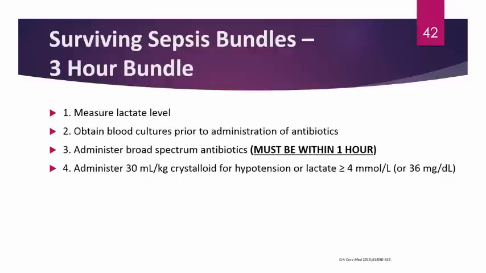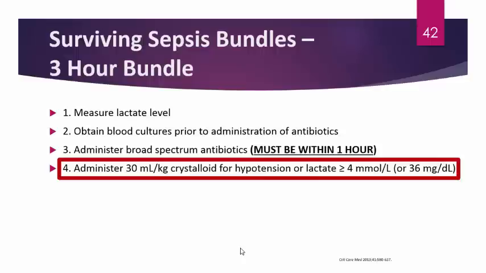So going back to our bundle, our 3-hour bundle, we talked about steps 1, 2, and 3. So lactate level, blood cultures and other appropriate cultures, as well as administering broad-spectrum antibiotics, antimicrobials. The next thing that you should do in this 3-hour bundle is administer 30 mL per kilo of crystalloid fluid for patients who have hypotension or lactate greater than 4.